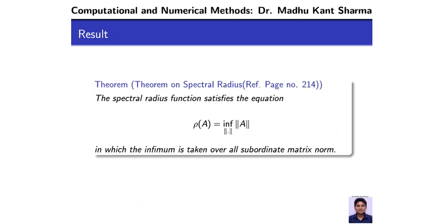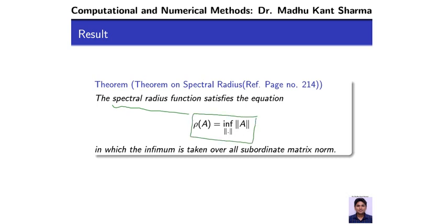The next is a very important result, which will help us to decide the necessary and sufficient condition for the convergence of a general iterative method. This result tells you that the spectral radius function satisfies the following equation.